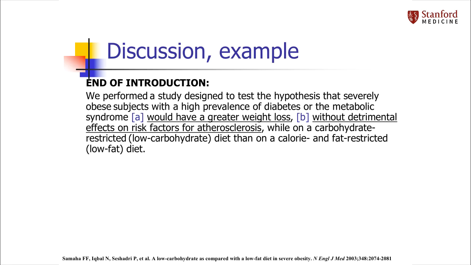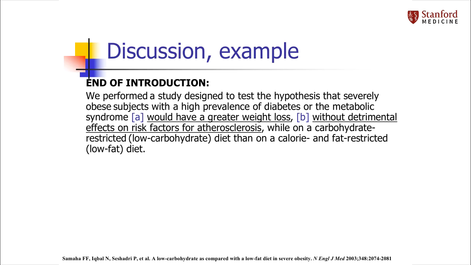They performed a study designed to test the hypothesis that severely obese subjects who have other problems, either diabetes or prediabetes, would A, have a greater weight loss, and B, would have that weight loss without detrimental effects on heart health, while on a carb-restricted diet compared with a low-fat diet. So they think that the carb diet might help with weight loss, but they also want to check and make sure that when you're eating a lot of, remember this diet is a lot of steak and cheese, that it's not having some negative effects on overall heart health, even if they lose weight. So those were the questions asked in the introduction section.